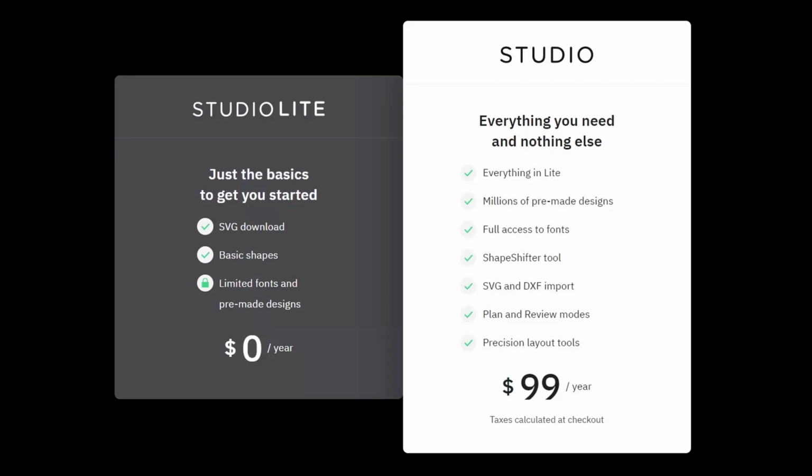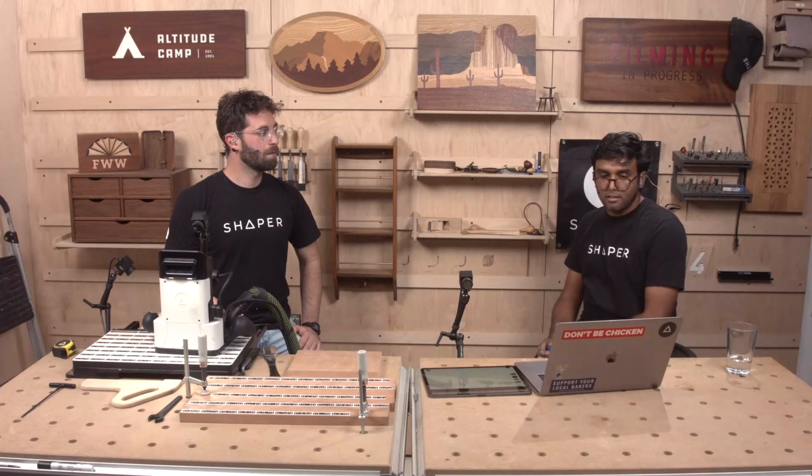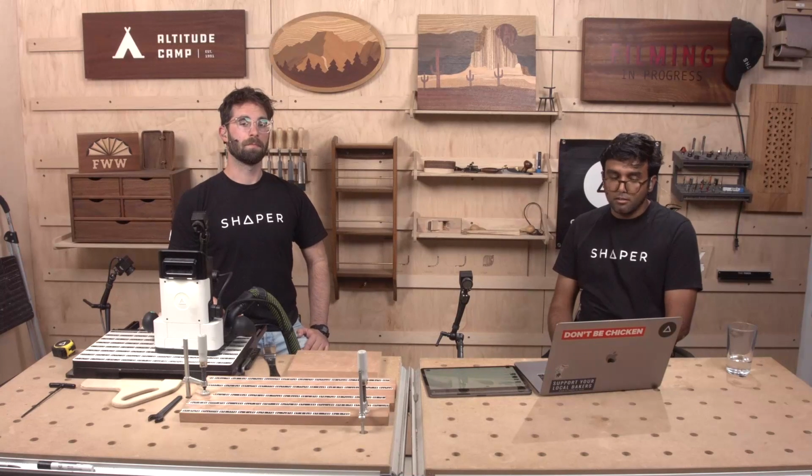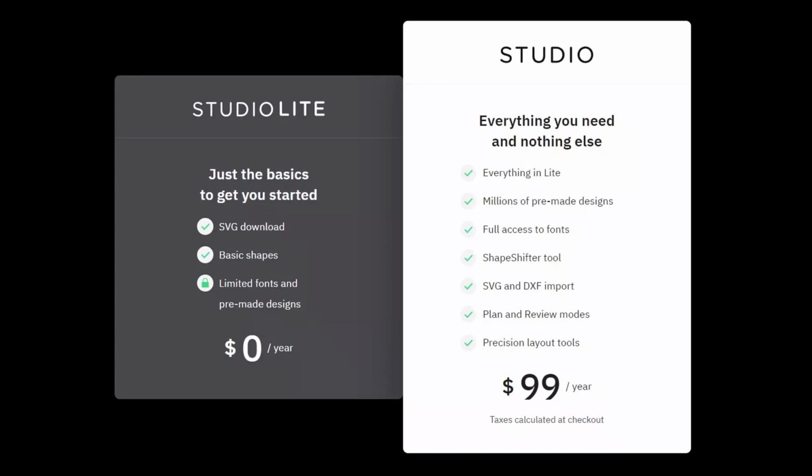I want to say that again. All your work is always being saved. That's a huge improvement over Labs. Yes, huge improvement over Labs. And you can work on any number of designs you want simultaneously. And then you have the full access tier, which is all the stuff we looked at today, including plan mode and review mode. And that is an annual subscription of $99 a year.